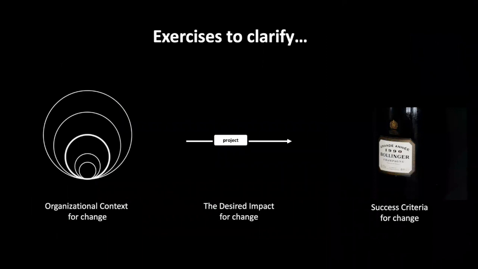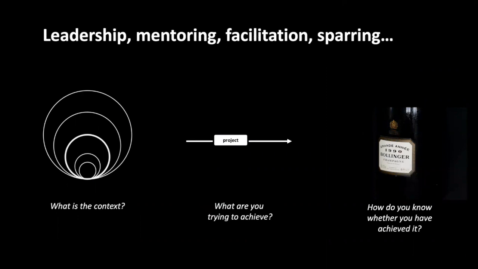So now you can see that these exercises are actually, at least we're trying to make a point here. Organizational context, desired impact, and to help to clarify the goals. Do these 3 things, and things start happening. And this is leadership, this is mentoring, this is facilitation, this is sparring somebody. You don't even have to be a super duper expert. You could just take these tools and start these conversations with somebody.